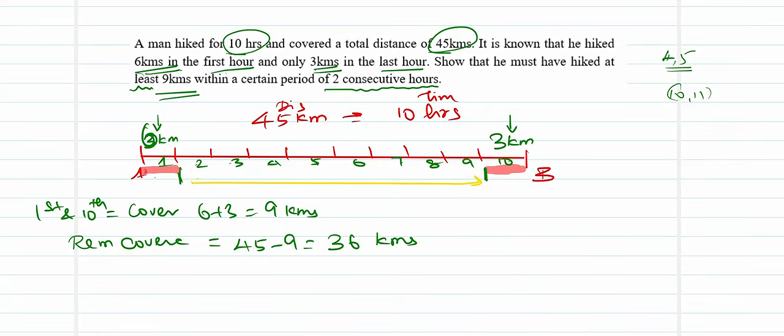This is going to be totally out of the 10, 2 have gone, so that is going to be 8 hours. But this 8 hours we are not going to take it as such. What we are going to do is we are going to split it into 2 consecutive hours. So starting from 1, what are going to be the consecutive hour?